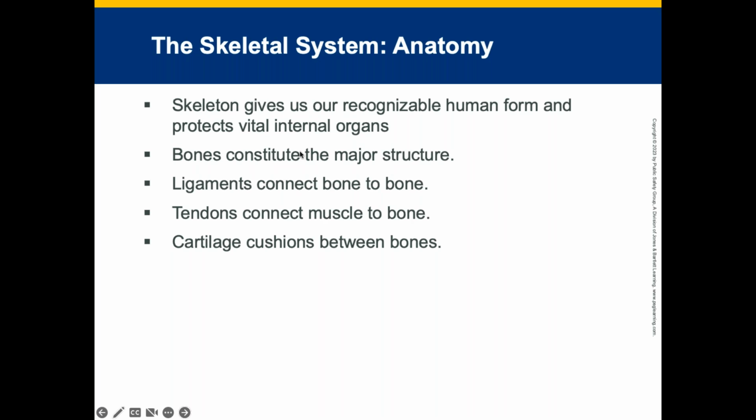The skeletal system gives us our recognizable human form and protects our vital internal organs. Remember that bones constitute the major structure of the skeletal system. Cartilage, tendons, and ligaments are important connective tissues, right? Supportive structures in the skeletal system are listed on table 7.3, which you will be able to see within your book or on your ebook. Remember that a tendon connects muscle to bone, and a ligament connects bones to each other. It's bone to bone.